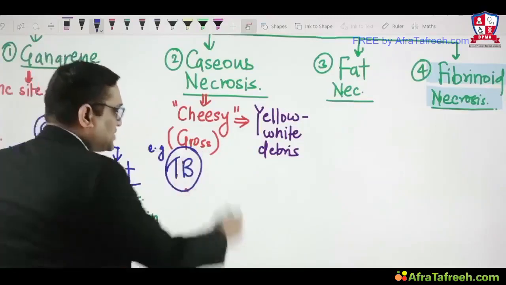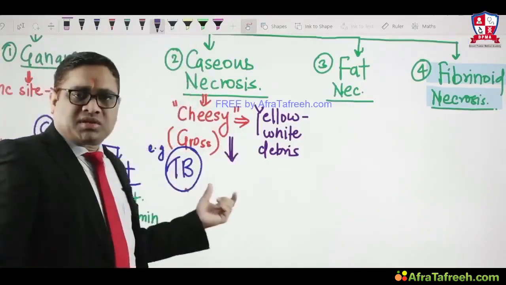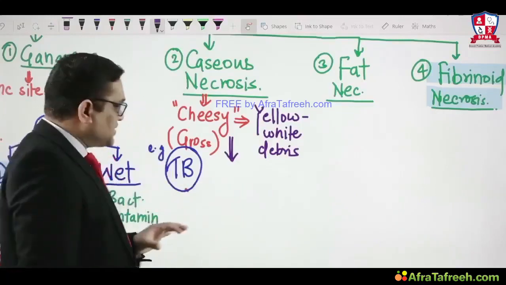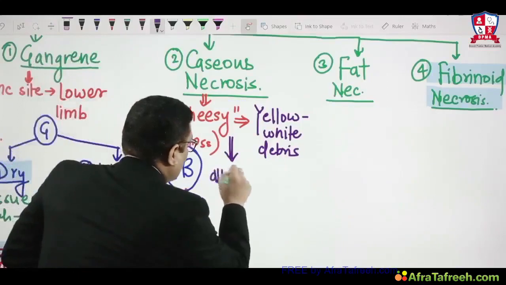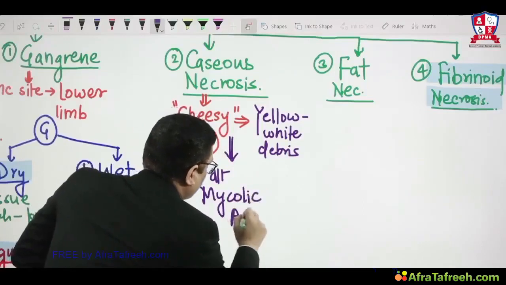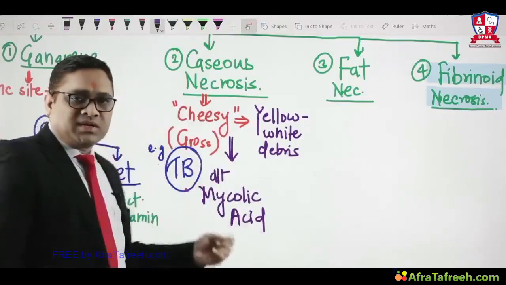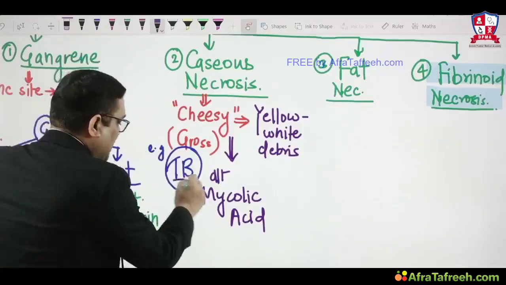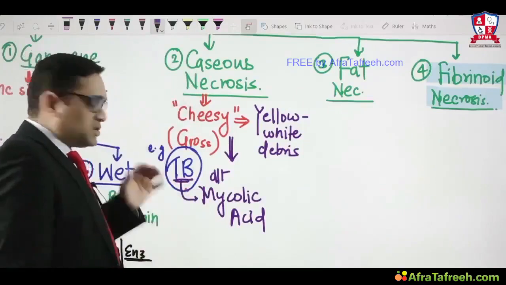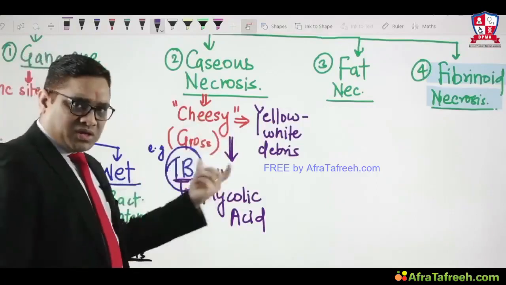And this cheesy substance, this was the question in the All India exam 2016: why is caseous necrosis caseous, meaning why is it cheesy? So when the examiner asks why it is caseous or cheesy, remember it is due to the presence of mycolic acid, right? It is due to the presence of mycolic acid in the bacterial cell wall. The bacterial cell wall has mycolic acid, and that is the reason for the caseous or cheesy necrosis, right? So in TB inflammation you will find caseous necrosis. Gross appearance will be cheesy, with yellowish white debris or tissue debris.